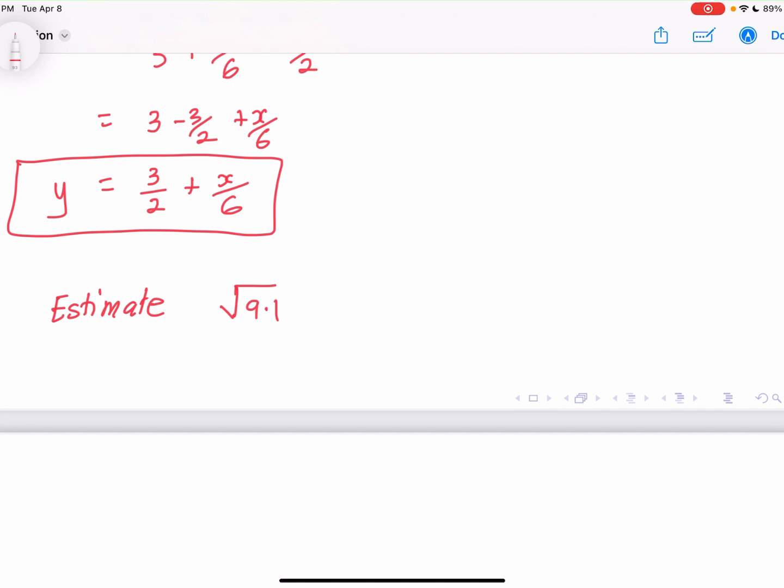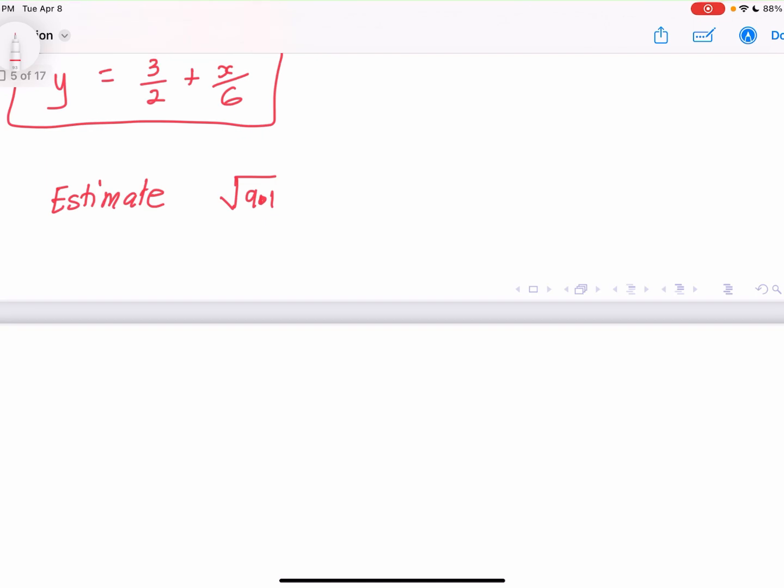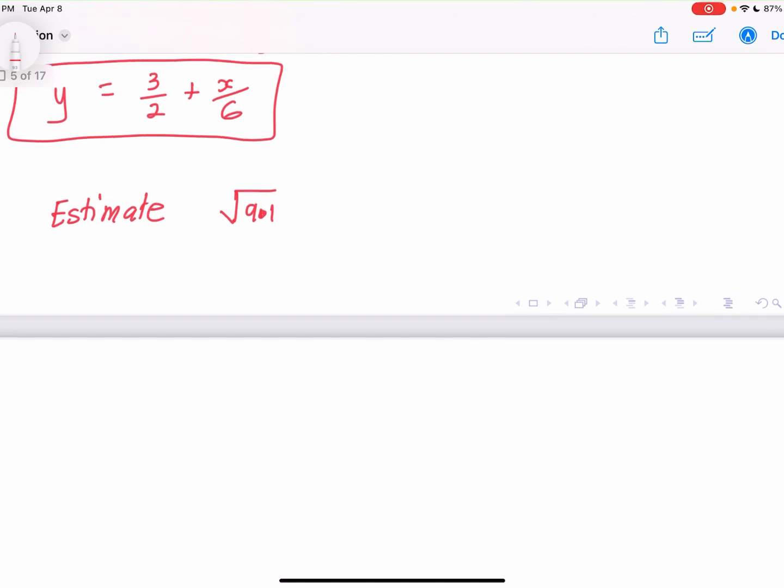Alright, so here we have to use it to approximate the square root of 9.1. So we are going to have the linearization of 9.1 is given us. So here, wherever we see x, we are going to put in 9.1. So we are going to have 3 on 2 plus 9.1 on 6. And this will give 3.01667. So this is the linearization at the point 9.1.